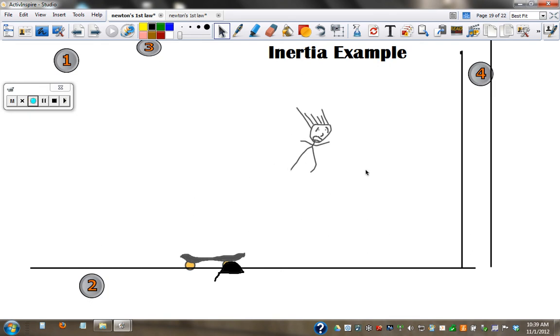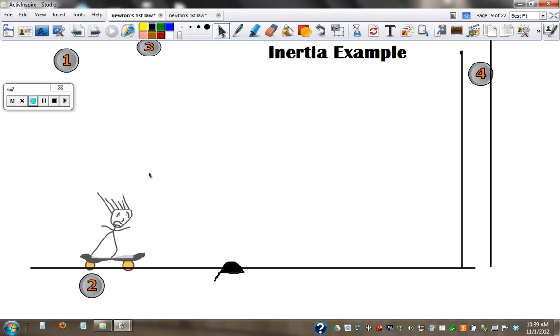Whoa! Blood everywhere. Okay, a little uncalled for. That's super fun.